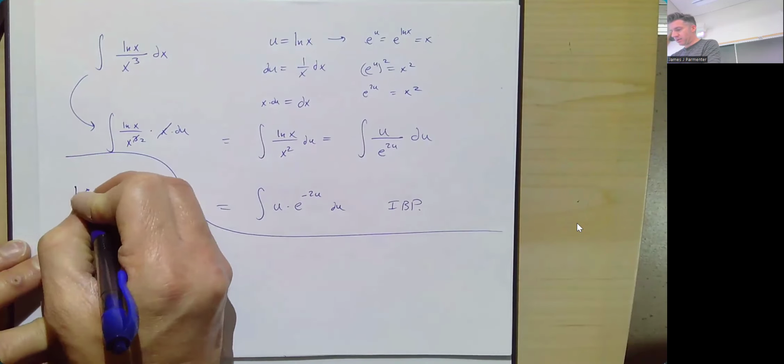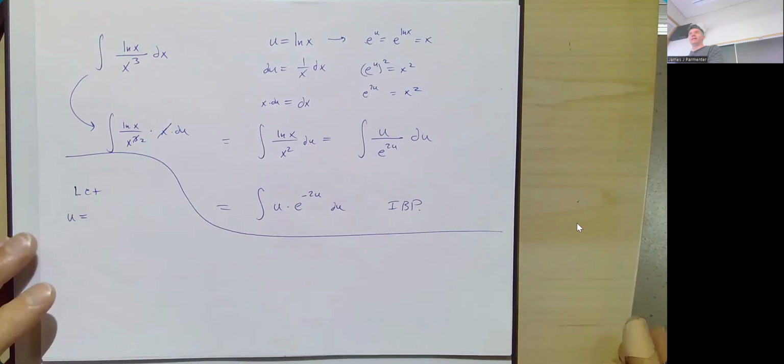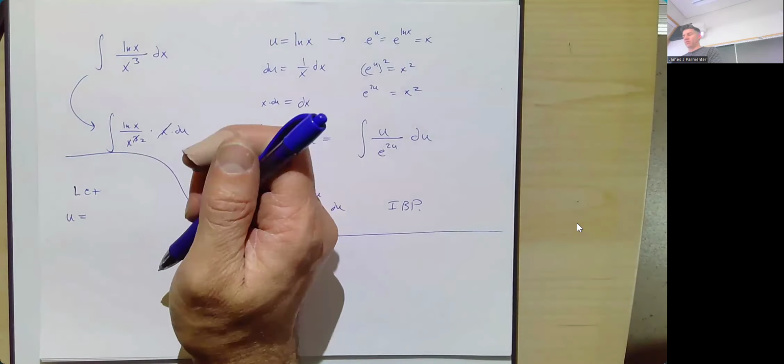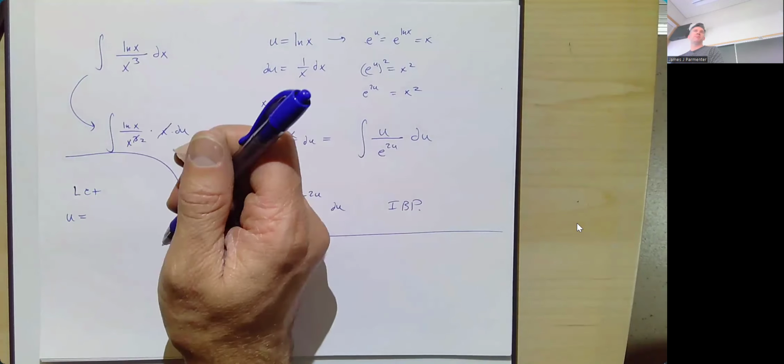Here, we would instead let u equal, what? If we're doing integration by parts here, do I want u to be natural log of x, or do I want u to be the 1/x cubed part?